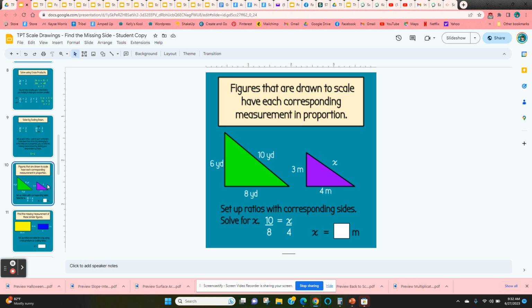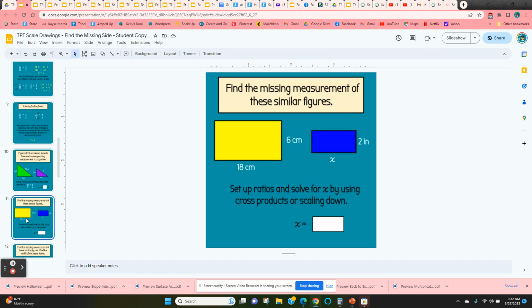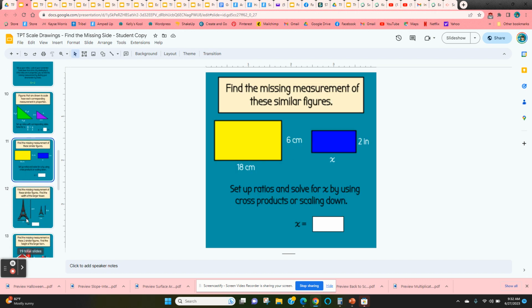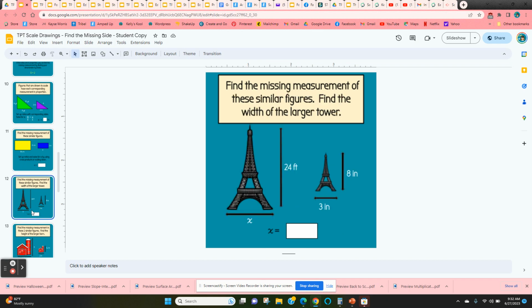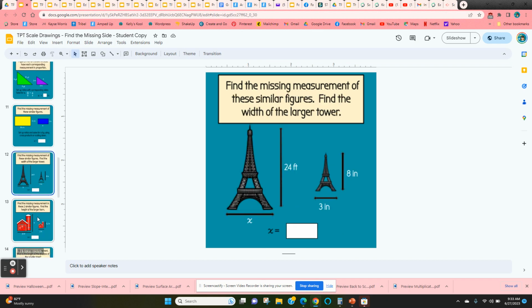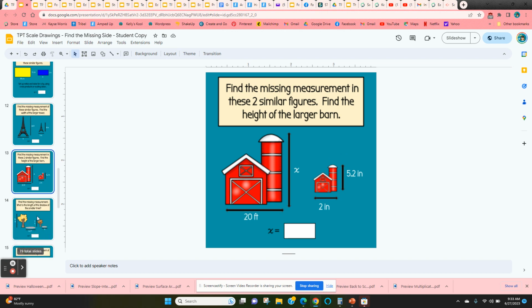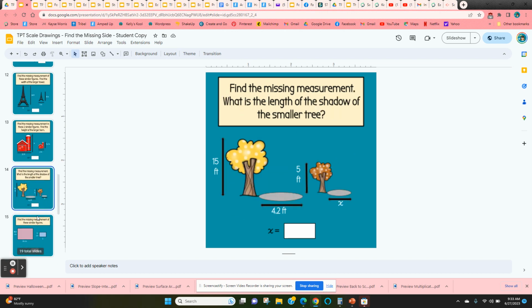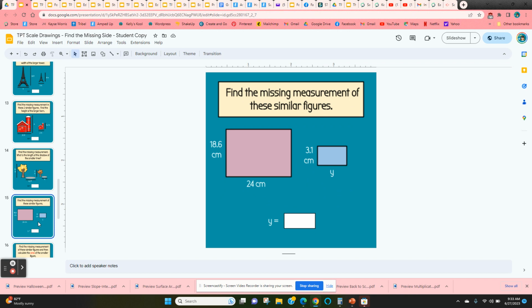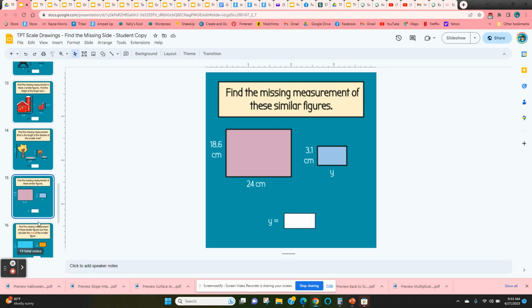So then students are given some similar figures that they're going to find the missing side. So 10 to 8 is equivalent to x to 4. They have to determine what x equals. Same thing here with two rectangles. And then some real life examples, a couple of towers, some buildings, trees and their shadows. And then we've got a couple with decimals.